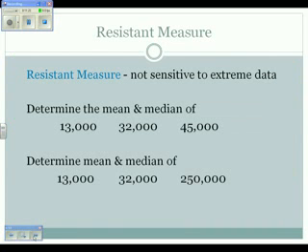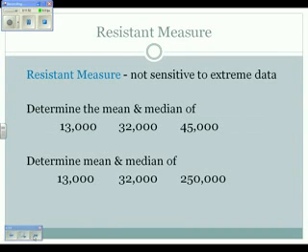And because the mean gets pulled more, it is less resistant to change. A resistant measure is not sensitive to extreme data. So the median is less sensitive to extreme data values, so it's more resistant. We call it a resistant measure, whereas the mean is not a resistant measure.